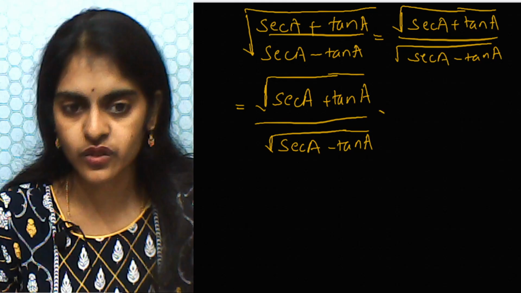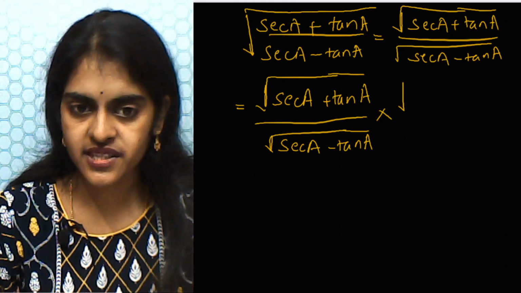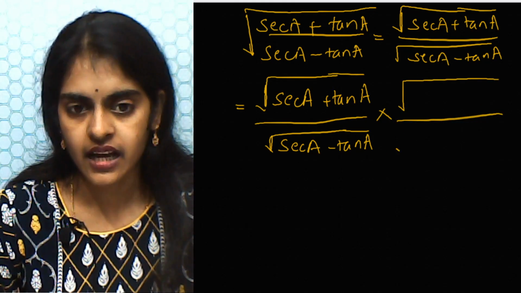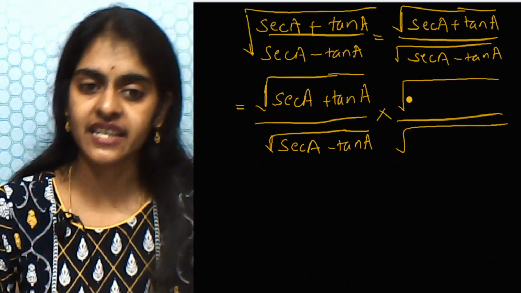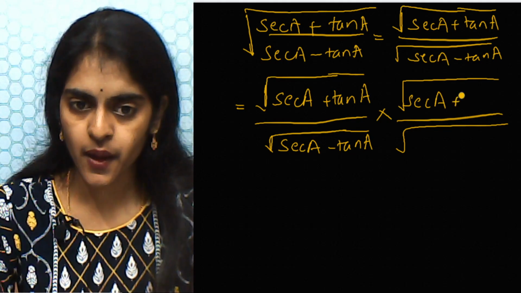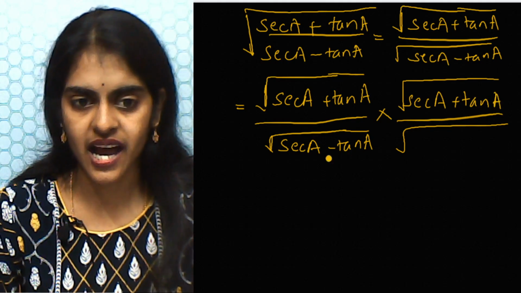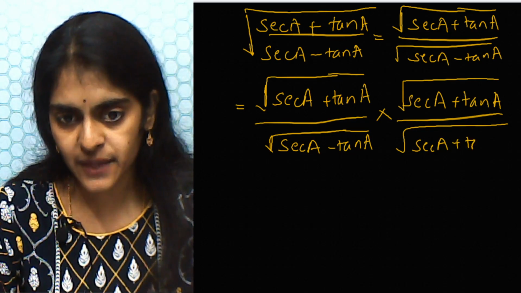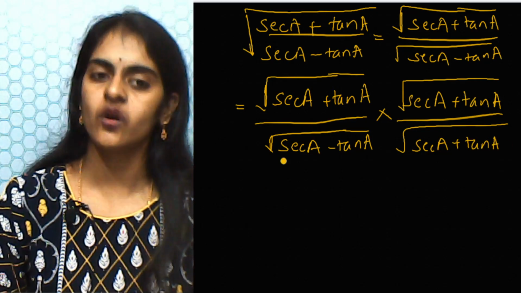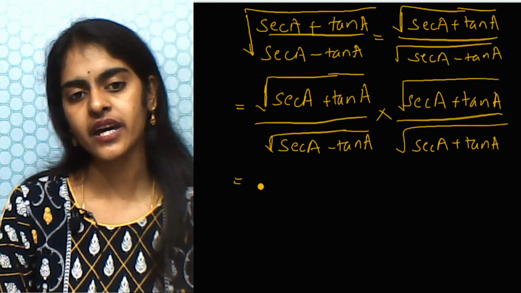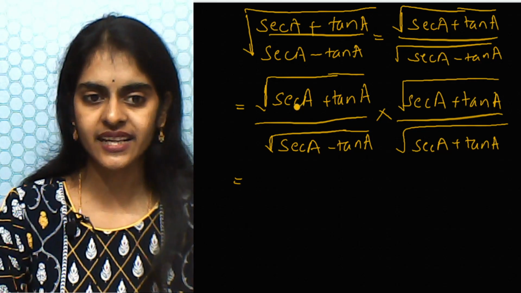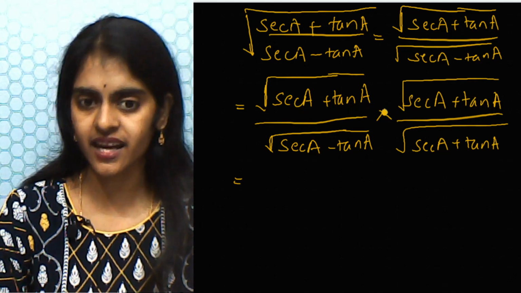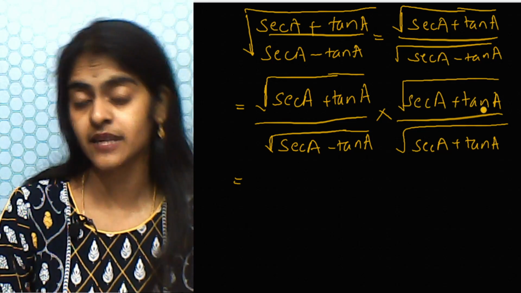Okay, so to rationalize, what will you do? You will simply multiply and divide with secant A plus tan A. Because you have minus here in the denominator, you will multiply and divide by secant A plus tan A. This is rationalizing. So once you do this, it is under root secant A plus tan A multiplied by under root secant A plus tan A.